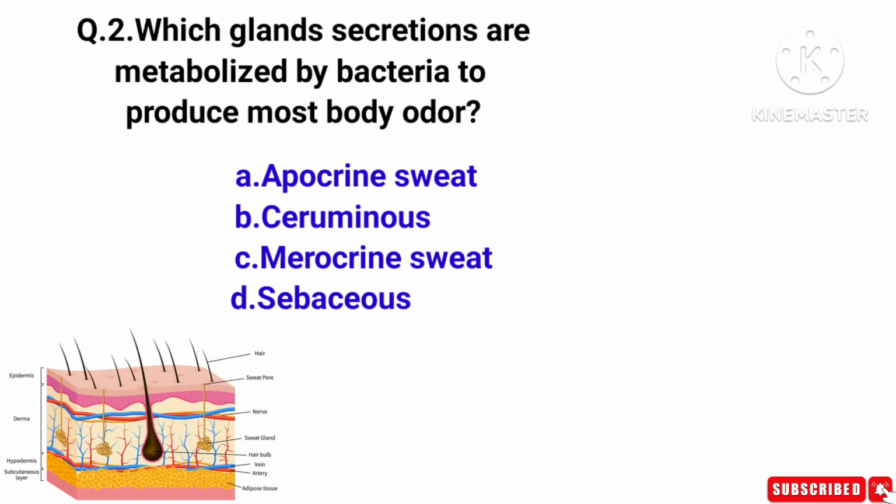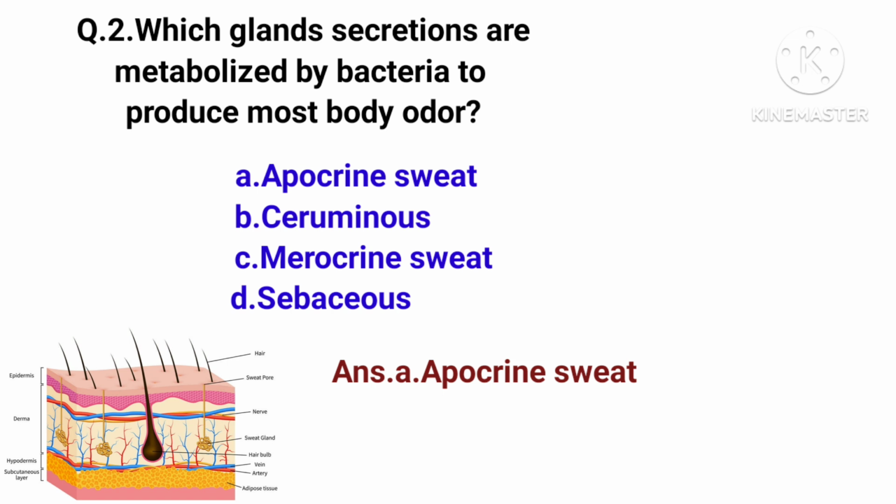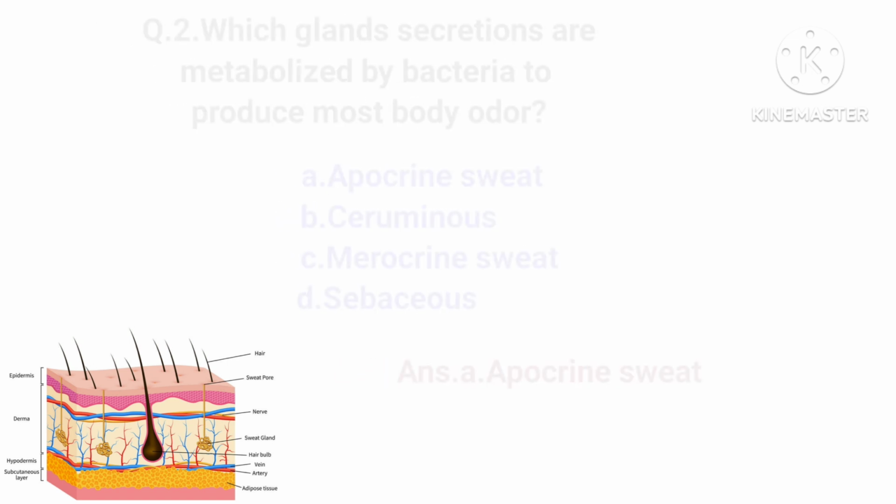Question number 2. Which gland secretions are metabolized by bacteria to produce most body odor? Apocrine, ceruminous, merocrine, or sebaceous? And here the right answer is option A, apocrine.